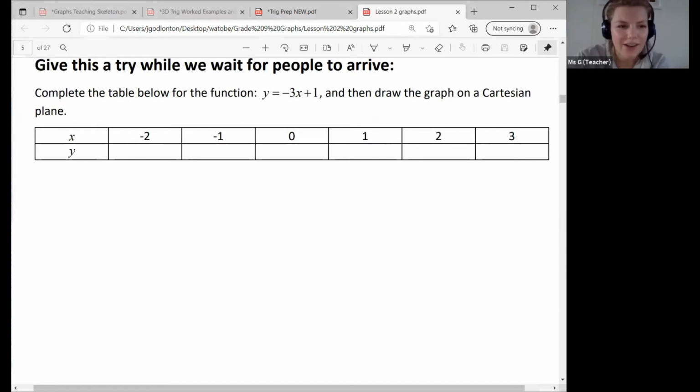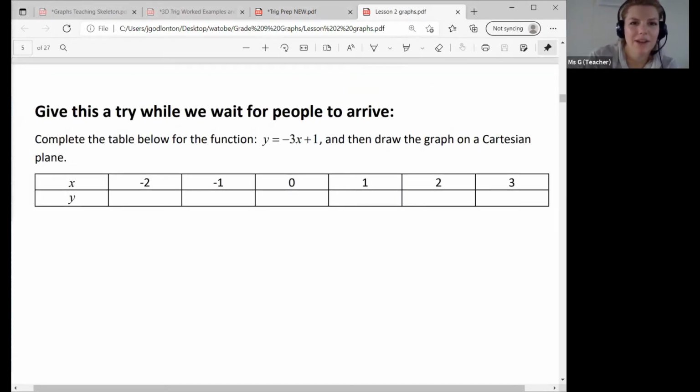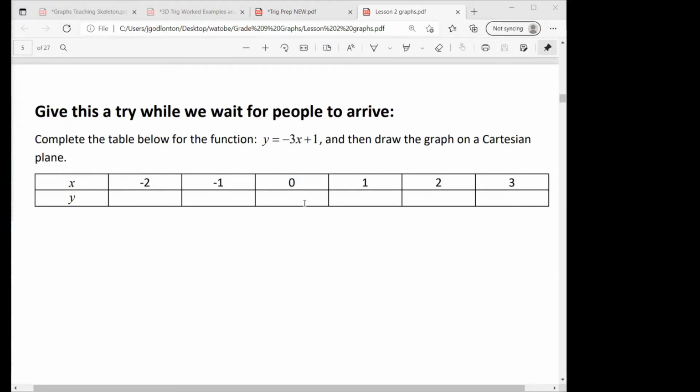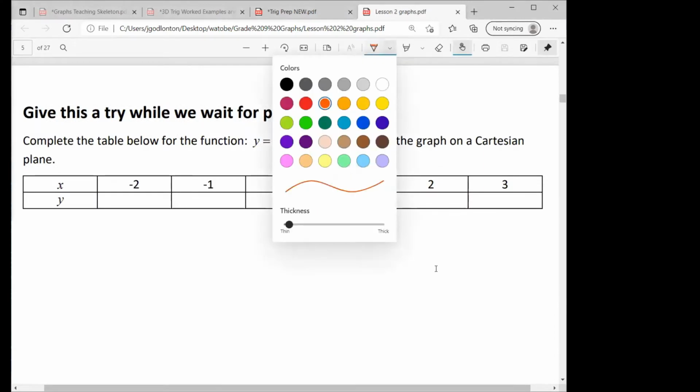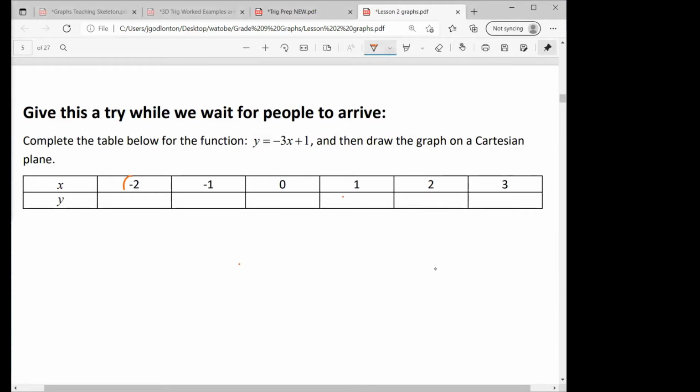Okay, so let's have a look at how this would start going. I'm going to unvideo myself so that I can move my screen around. Okay, so first of all, if I'm subbing in x as -2, that means that is going to go where that x value is over there. So I would have y is equal to -3 times -2 plus 1. And this -3 times the -2 becomes +6 plus 1, which is where we get our 7 from.